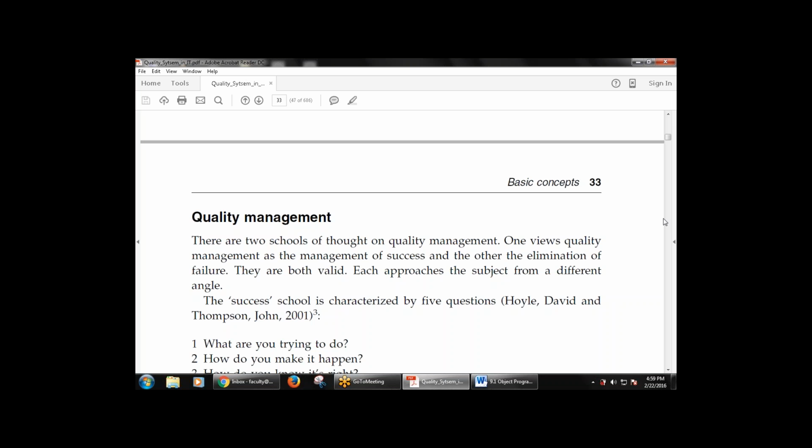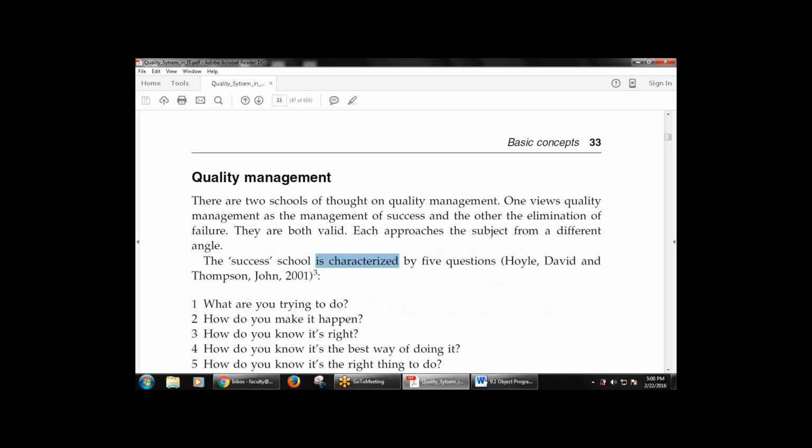So there are two schools of thought on quality management. One views quality management as the management of success, and the other as the elimination of failure. One is how to improve or what the various successes available in quality are, that is, the management of success, and the other is the elimination of failure, that is, how we can eliminate the failures. And they are both valid views of quality management: one on the management of success and the other on the elimination of failure.